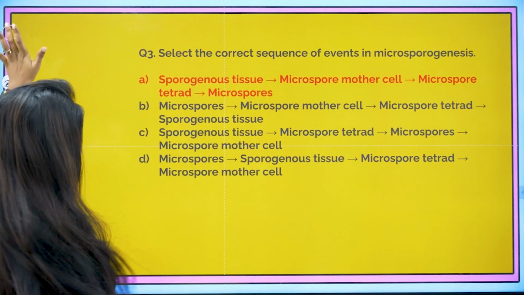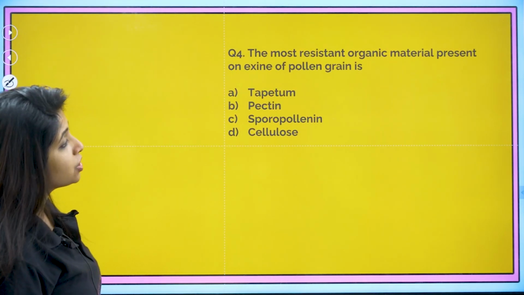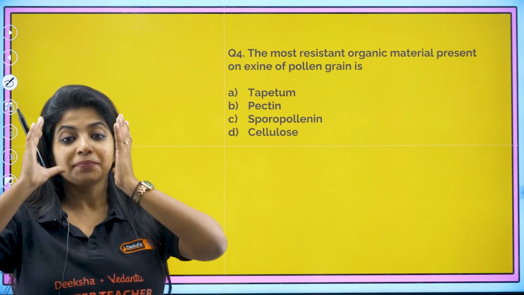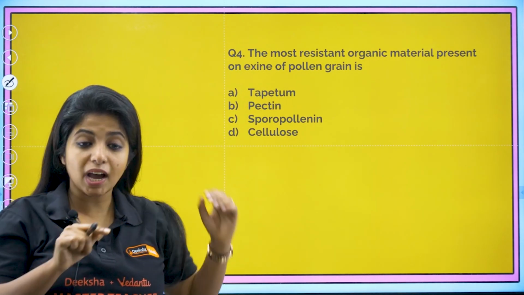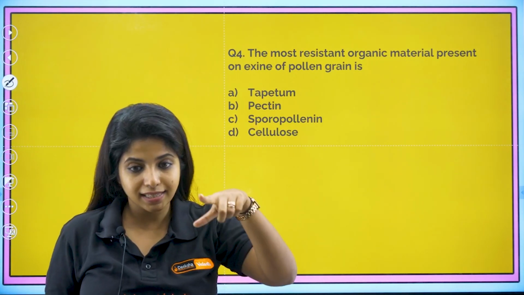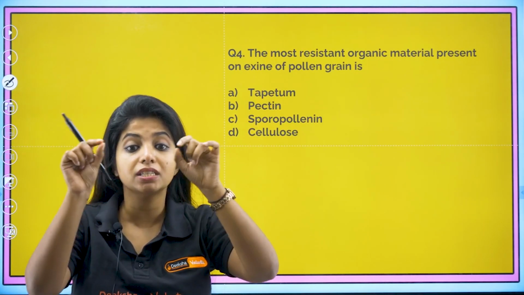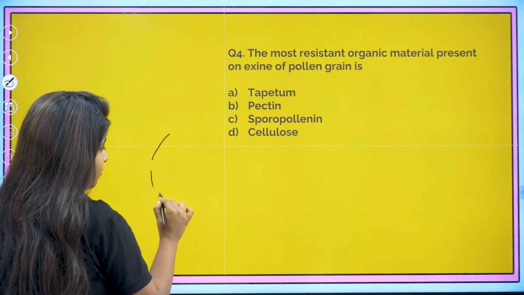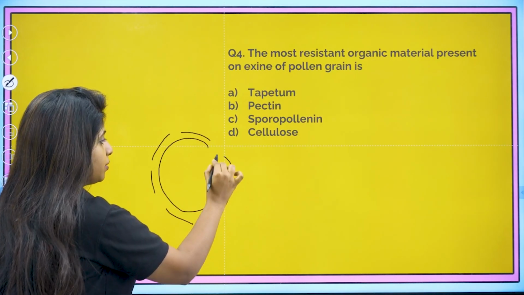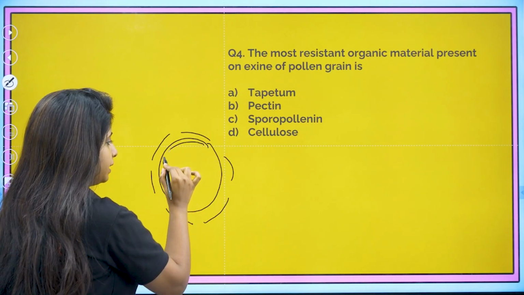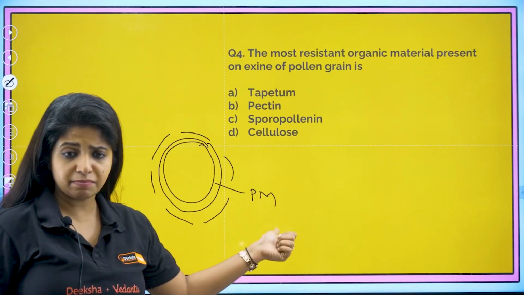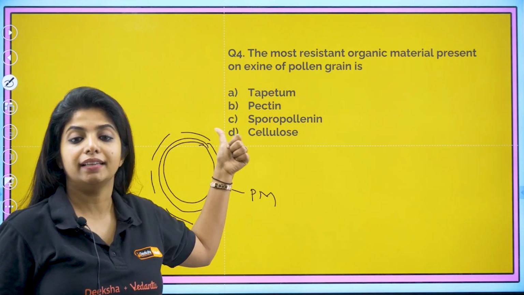Okay. Now going ahead in the next question, the most resistant organic material present on exine of pollen grain is. What do you mean by exine? So exine is the outermost layer of the pollen grain. Pollen grain also has 3 layers. One is the exine, which is not continuous, it's a discontinuous layer. So they will be having pores like this. Then is intine, which is continuous layer. Then the cell itself, my dear children, will be having its own plasma membrane. So plasma membrane, then your intine, then your exine.